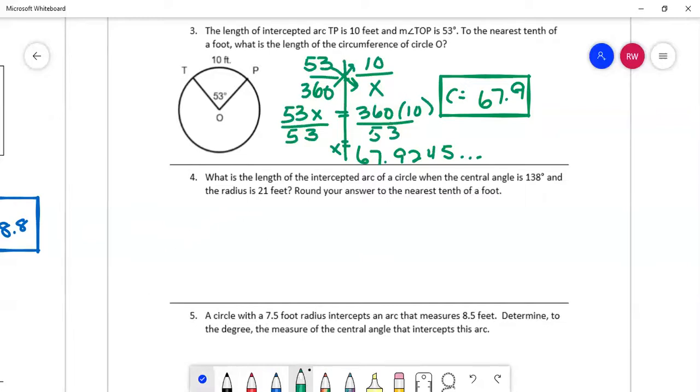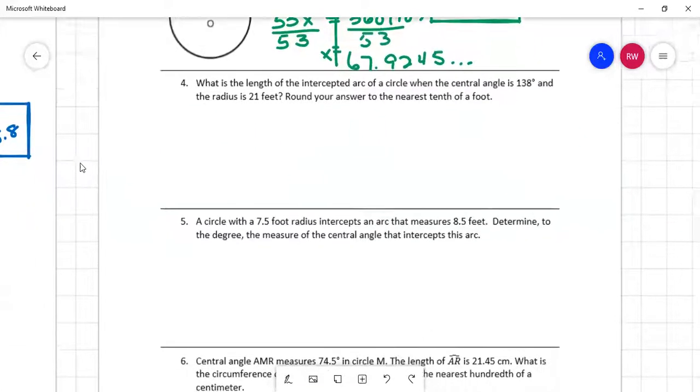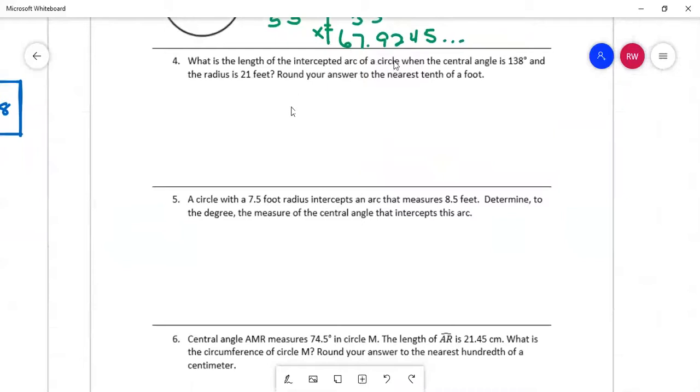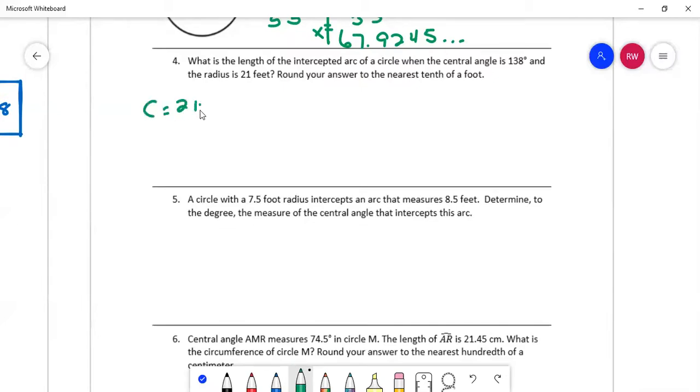Let's move on. Number 4. What is the length of the intercepted arc of a circle when the central angle is 138 degrees and the radius is 21 feet? Round your answer to the nearest foot. Okay, we're going to set up a proportion, but the first thing I need to do is C equals 2 pi r. My radius is 21. C is equal to 42 pi.